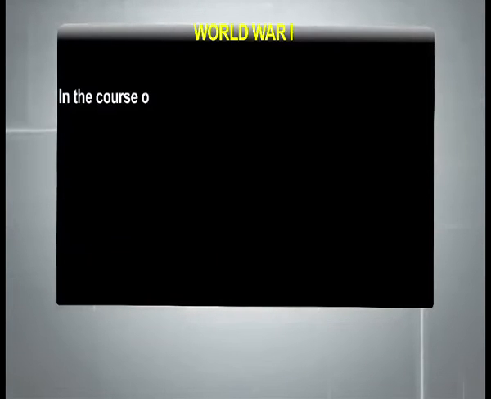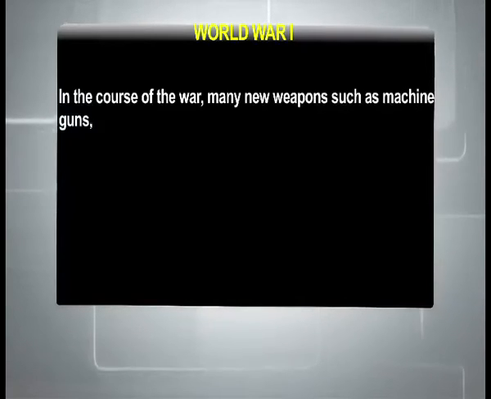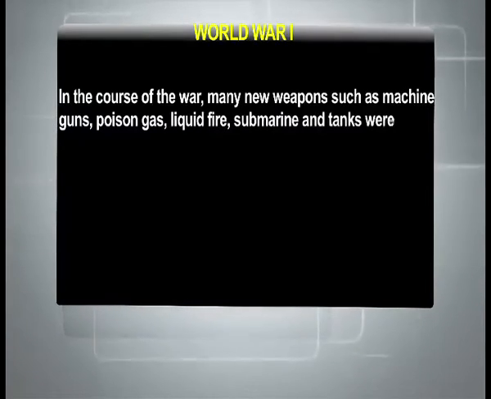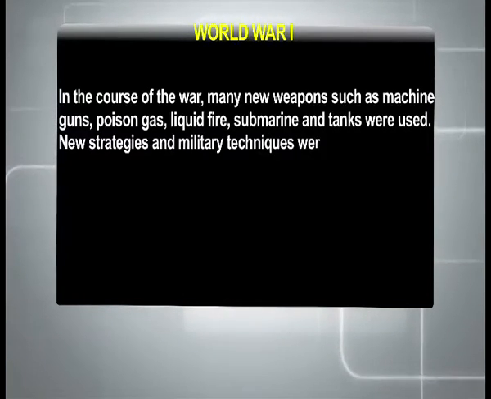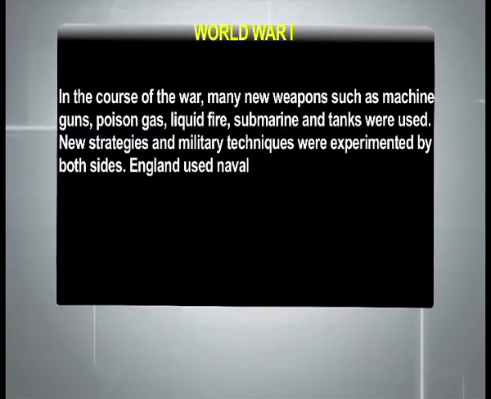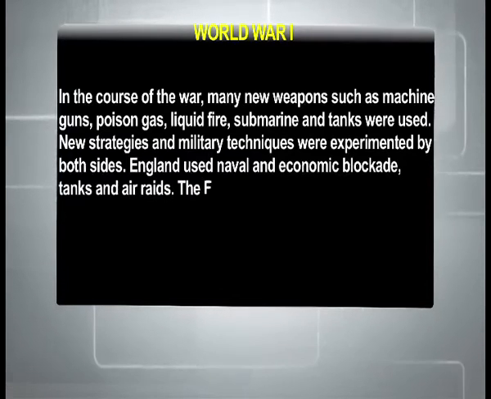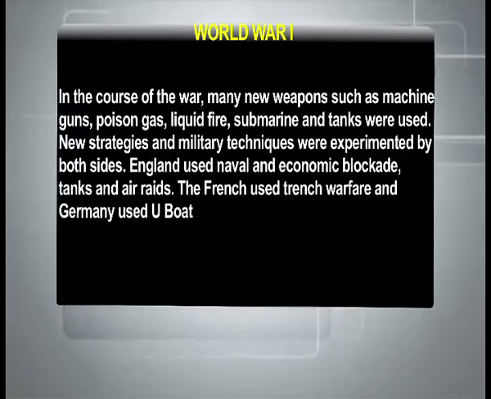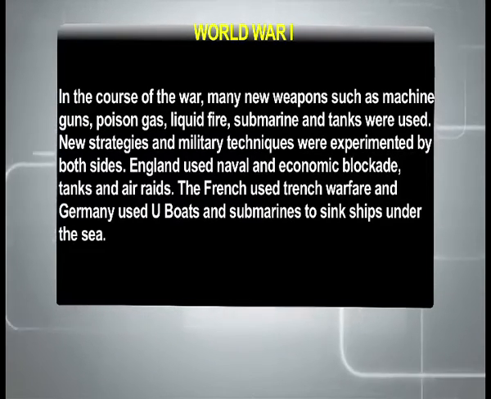In the course of the war, many new weapons such as machine guns, poison gas, liquid fire, submarine and tanks were used. New strategies and military techniques were experimented by both sides. England used naval and economic blockade, tanks and air raids. The French used trench warfare and Germany used U-boats and submarines to sink ships under the sea.